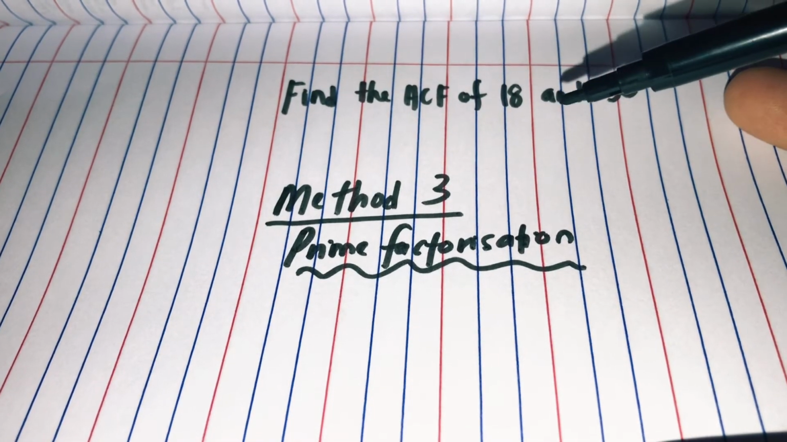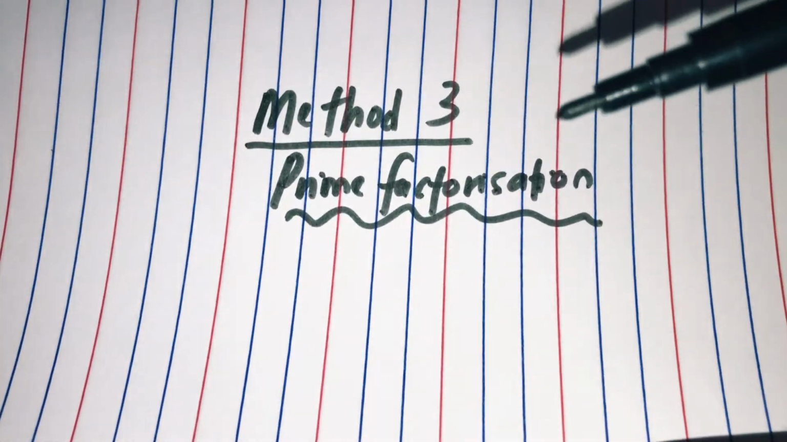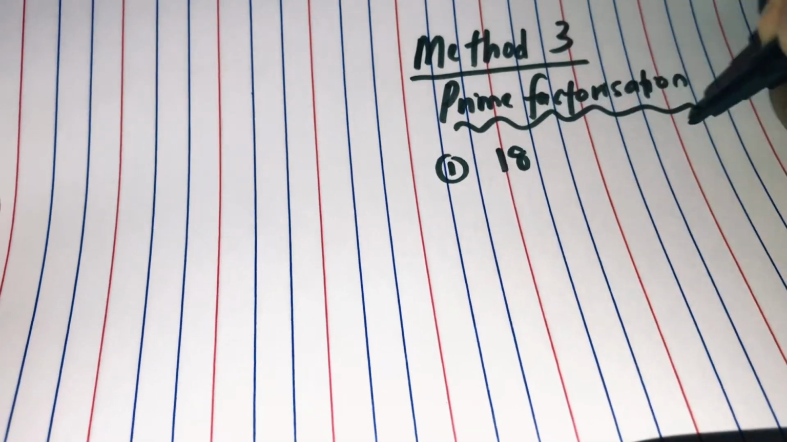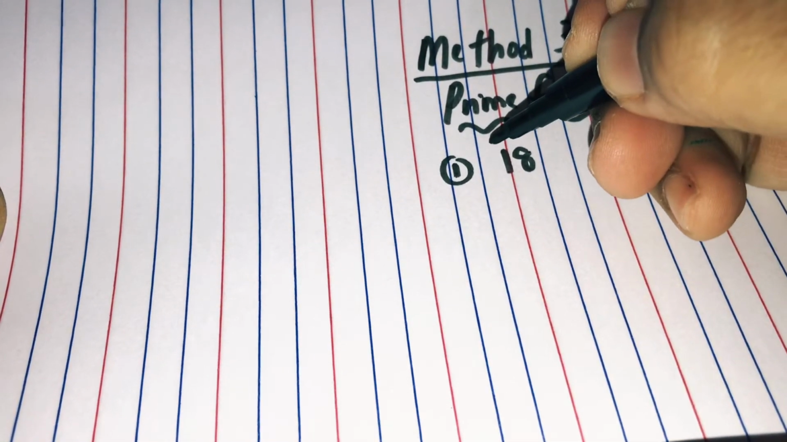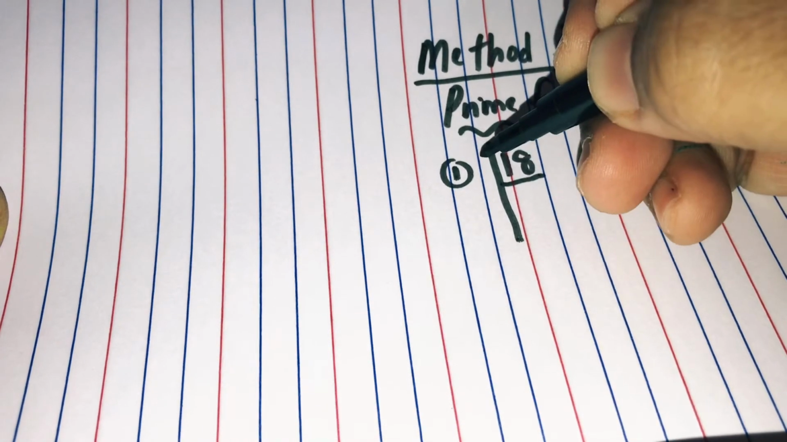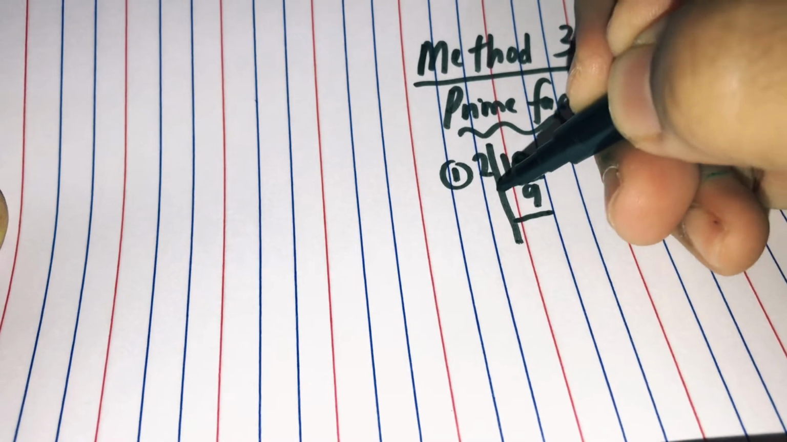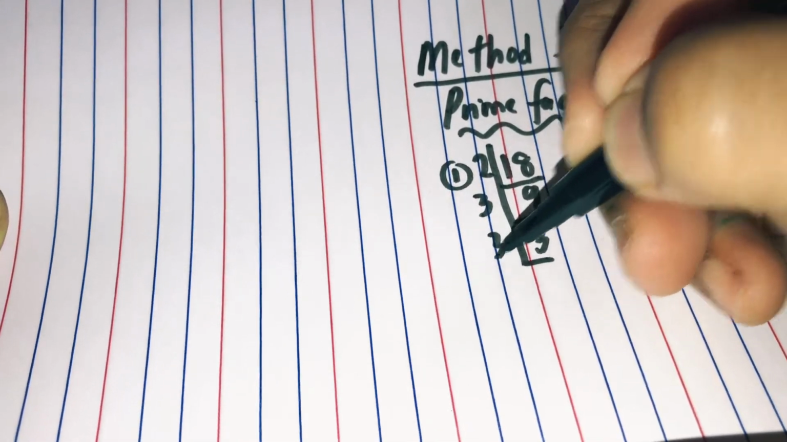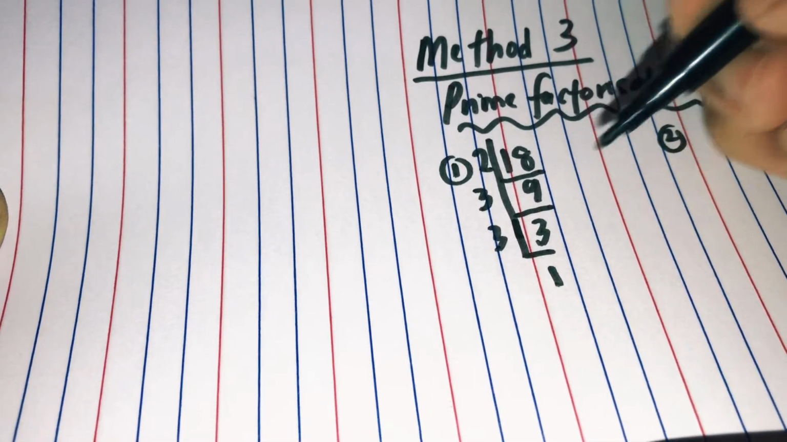Okay, now method 3, still the same question. Find the highest common factor of 18 and 30. So now method 3, prime factorization. First step, we have 18 and 30, right? You write in the form of prime factorization, so you must use prime numbers first. 18 divided by 2, you get 9. 9 cannot divide by 2, so you divide by 3. 9 divided by 3, you get 3. 3 divided by 3, 1. You must use prime numbers only, and divide until you get 1.